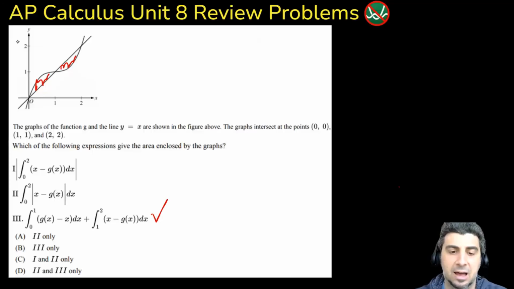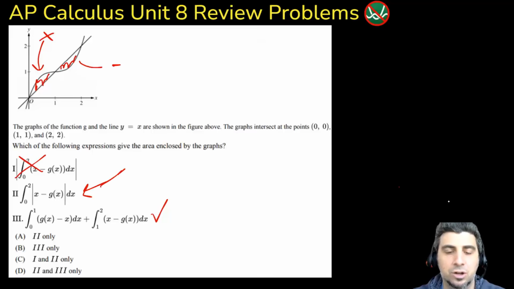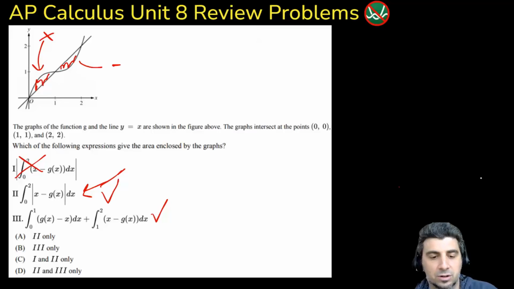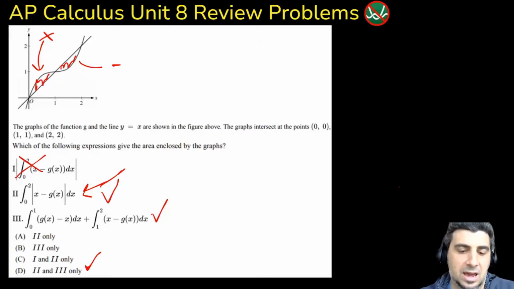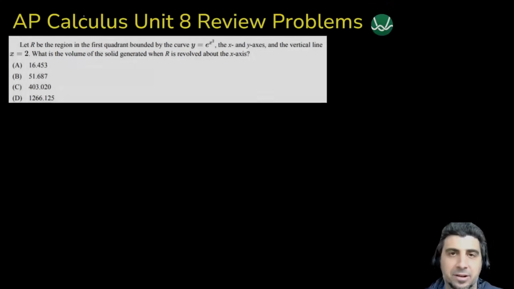Choice 1 is going to take the absolute value of the integral of x minus g. This is not going to give you the correct answer, because if you go from 0 to 2 and you do x minus g and you integrate that, well, this region would be positive and this region would be negative, and they would cancel each other out. And then you take the absolute value of that, it would be 0. So it's not 1. This one, however, you're taking the absolute value of the difference between the top and bottom first, and then integrating it. This one's going to work also. So it's choice 2 and 3 only. So choice D. All right, another calculator allowed one.